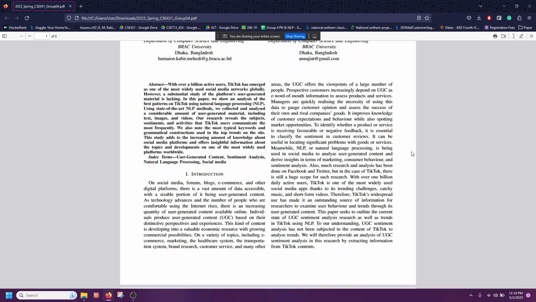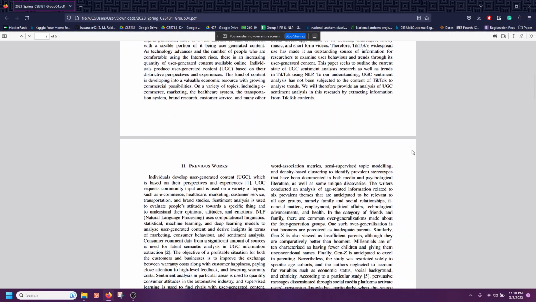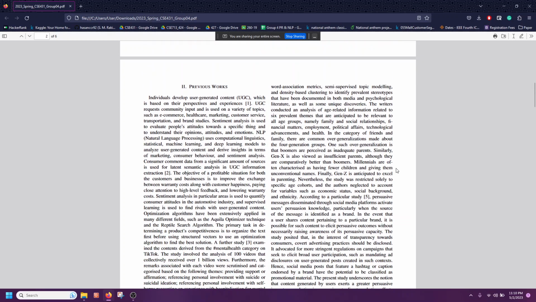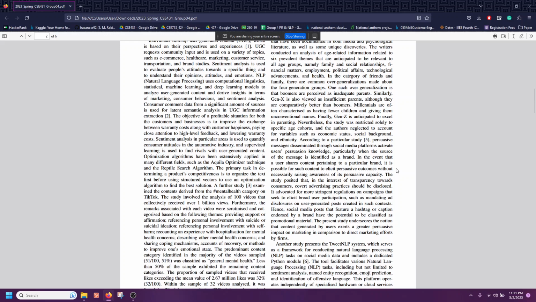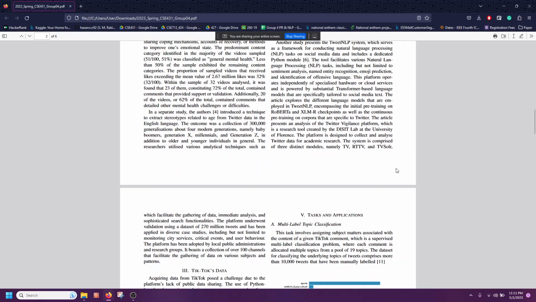To our understanding, user-generated content sentiment analysis has not been applied to the content of TikTok to analyze trends. We will therefore provide an analysis of user-generated content sentiment analysis in this research by extracting information from TikTok contents. So in this part of our paper, we have discussed some prominent previous works which are related to our work.